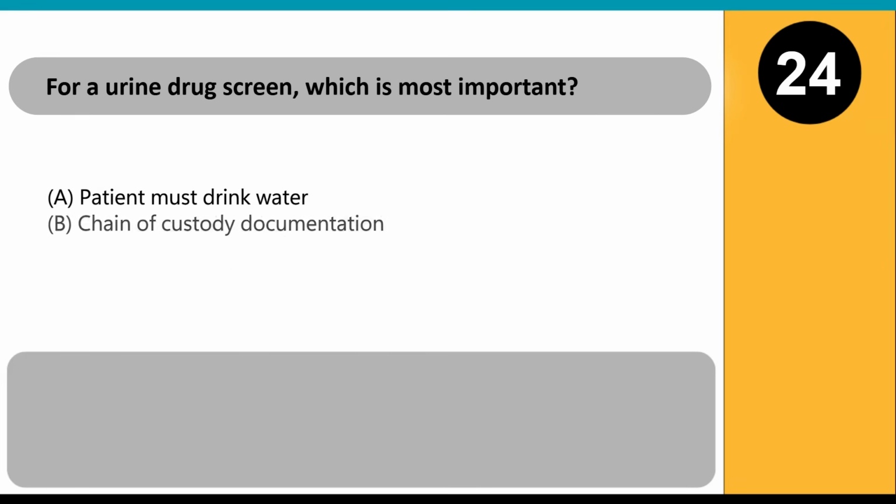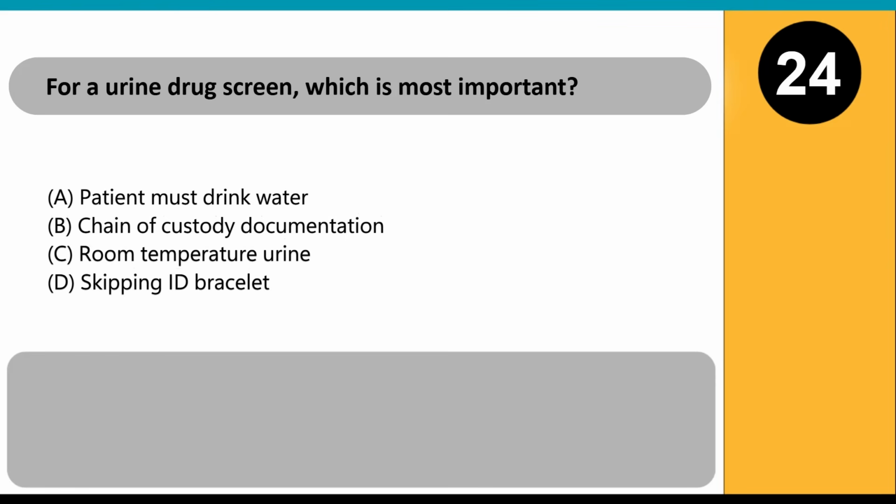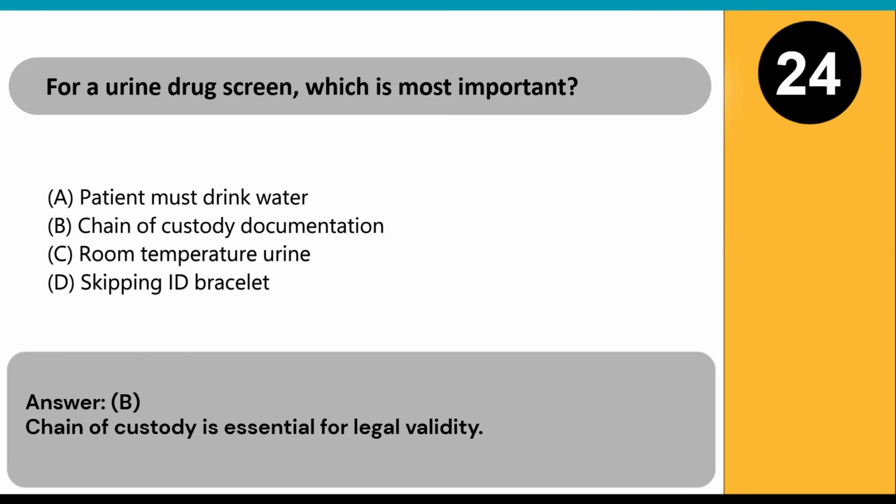For a urine drug screen, which is most important? A. Patient must drink water. B. Chain of custody documentation. C. Room temperature urine. D. Skipping ID bracelet. Answer B. Chain of custody is essential for legal validity.